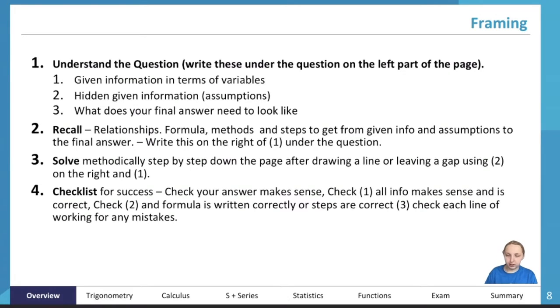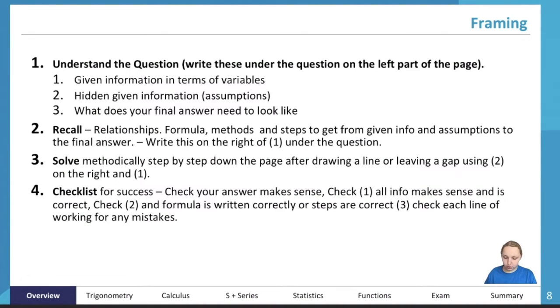Otherwise your marker is going to get really confused and they might not be able to give you marks for your working out if you've done the question in a bit of a weird way that they can't really track what you're doing. Then finally, we've got a checklist for success as step 4 to framing questions in the HSC.